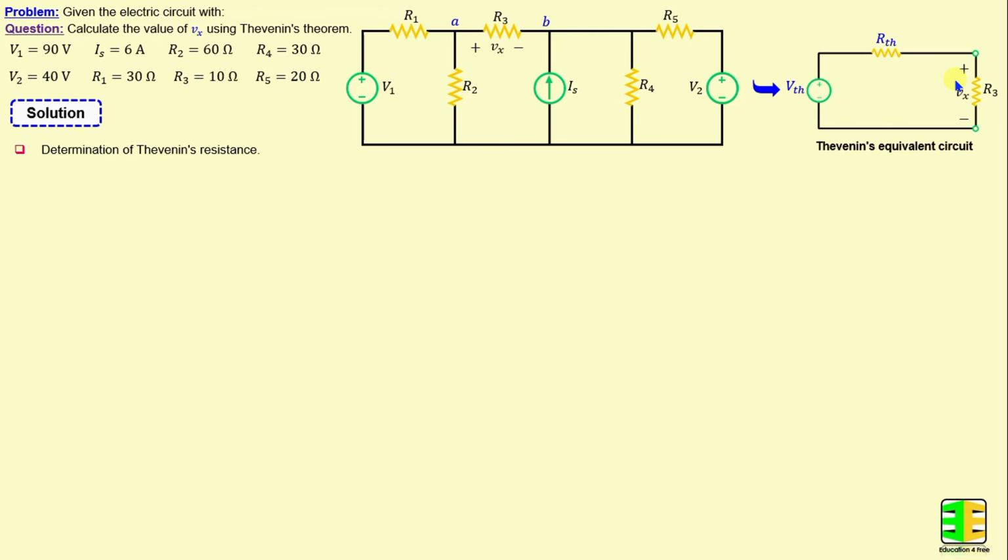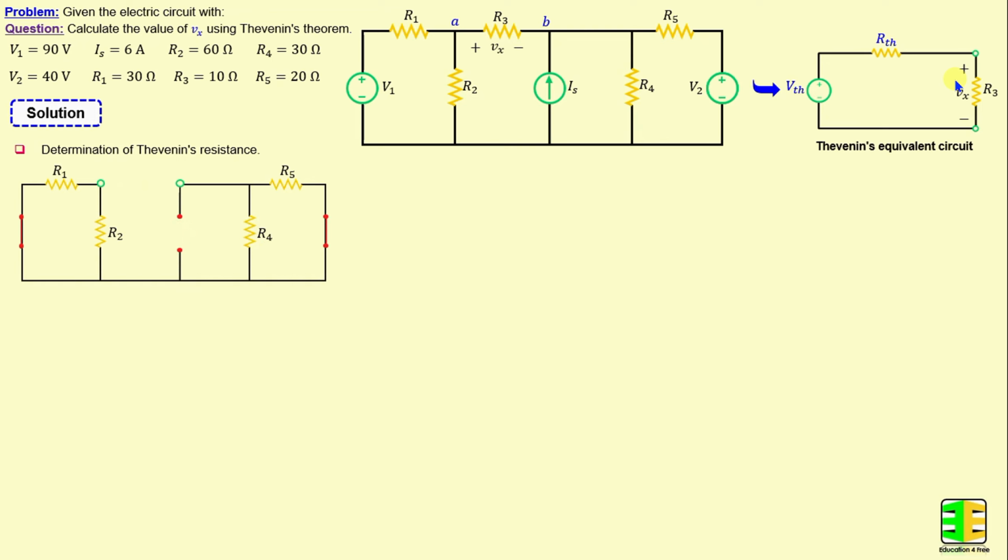This step can be done by removing all independent sources in the circuit, which means the voltage sources will be replaced by a short circuit and the current source will be replaced by an open circuit. The Thevenin's resistance represents the equivalent resistance between terminals A and B when R3 is disconnected.